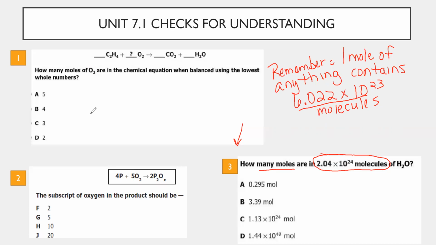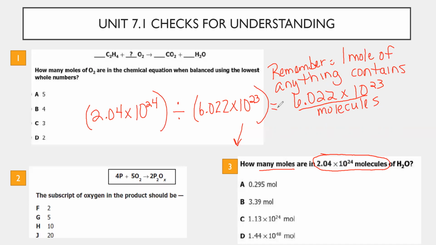Basically what you're doing, and make sure you put your parentheses around these scientific notations because calculators act weird sometimes if you don't do that. So this is how many molecules we have. And we know that every mole has this many molecules in it, so we've got to divide. When you put all that into the calculator, you should end up with 3.39 moles. Again, just make sure you put those parentheses in around your scientific notations.